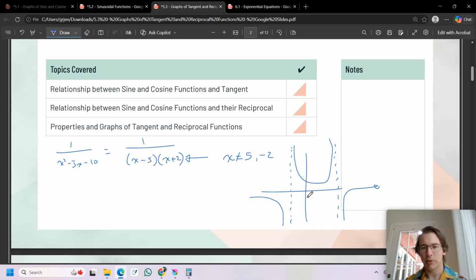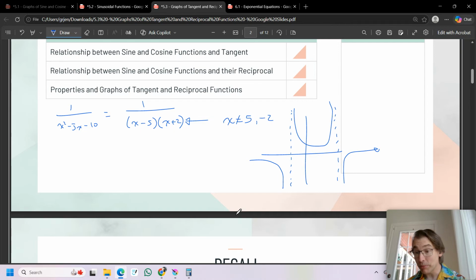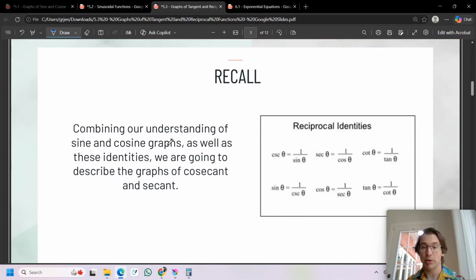I don't know, who can be bothered figuring that out right now? But you remember that skill. Okay? We're going to be using the same skill today when we're graphing these reciprocal trigonometric functions. This exact same logic applies.